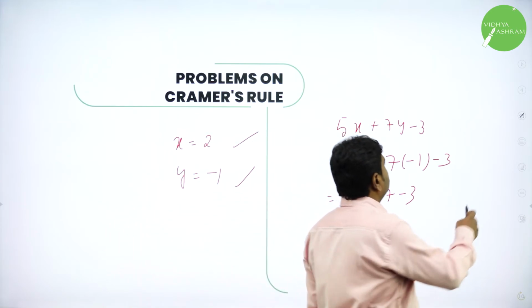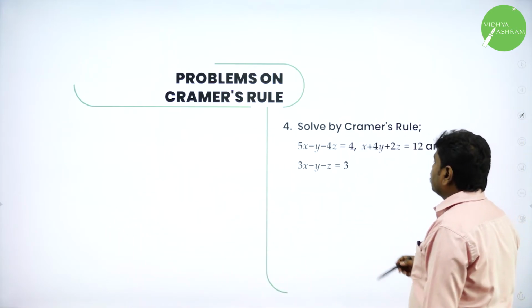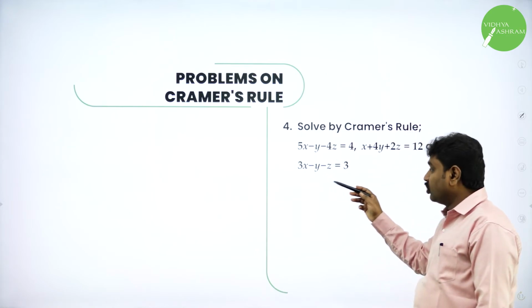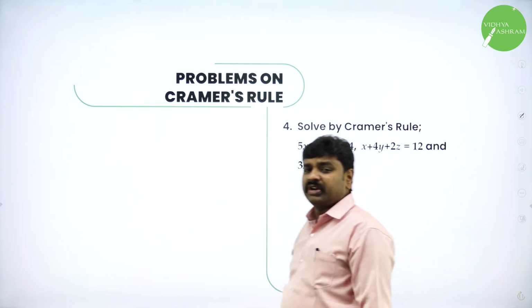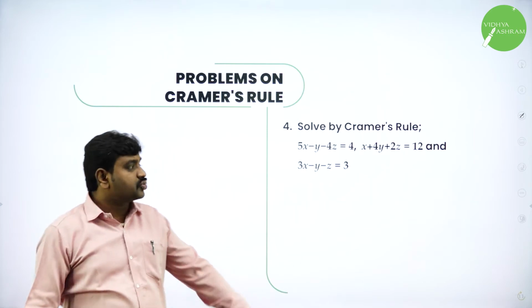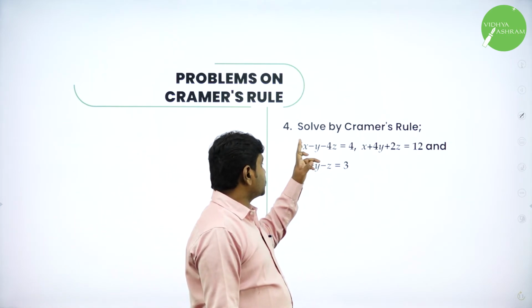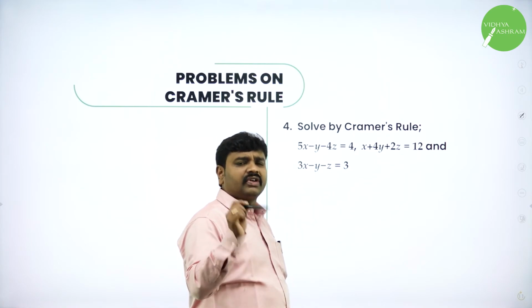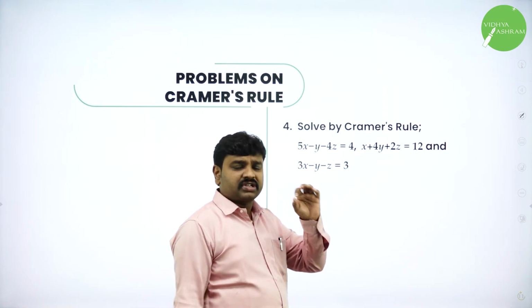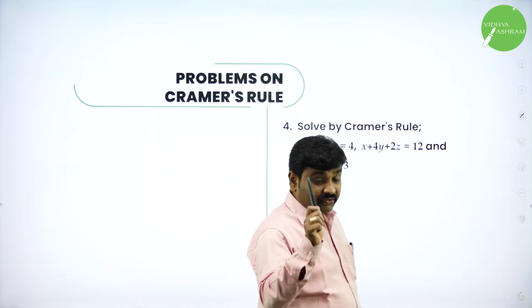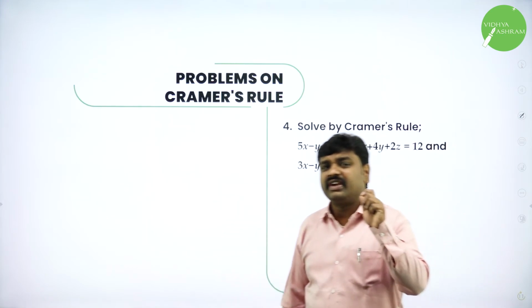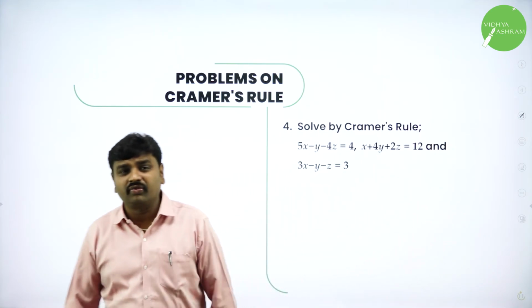Now we will go ahead with some more problems. Here, solve by Cramer's rule. Please observe, there is a big difference now. Again we need to solve by Cramer's rule, but this is a 3 variable equation, x, y, z. Solve it very carefully, don't make any mistake, and don't forget to verify also. So now we have 3 equations, they are asking to solve by Cramer's rule.